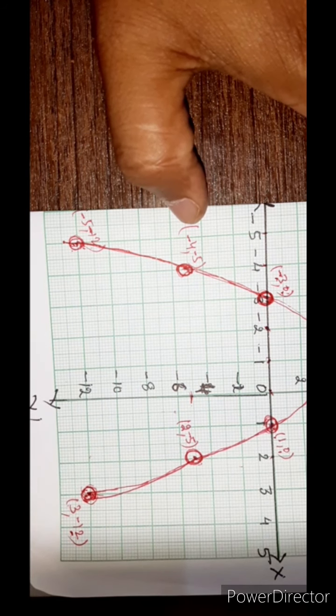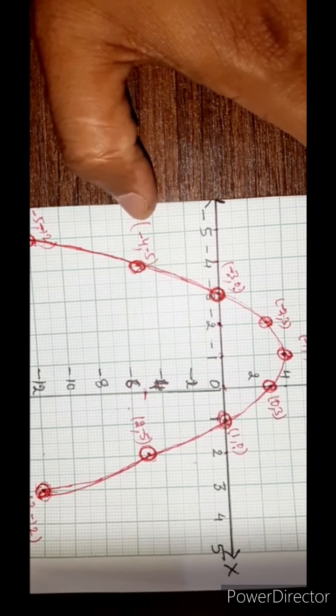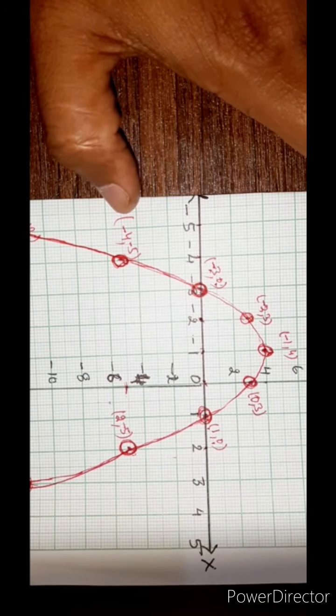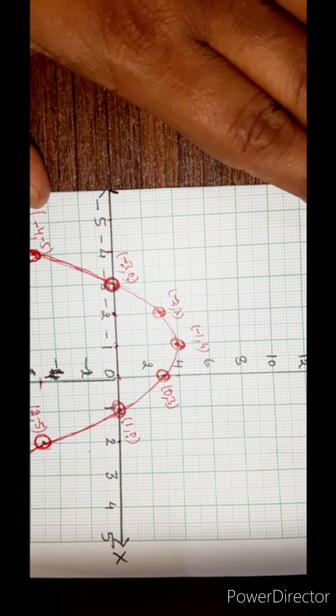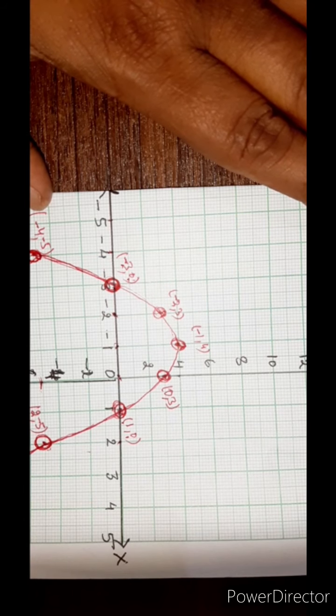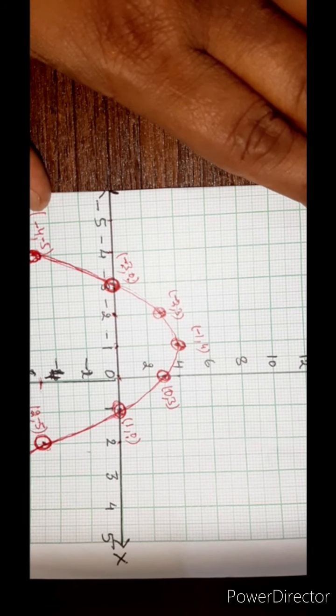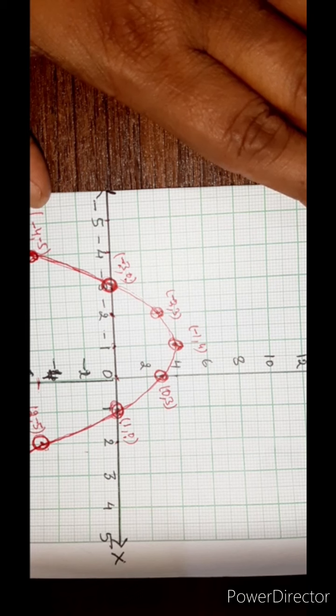So understood? How can you draw the graph of a quadratic polynomial? First one is an open upward parabola and the second one is an open downward parabola.